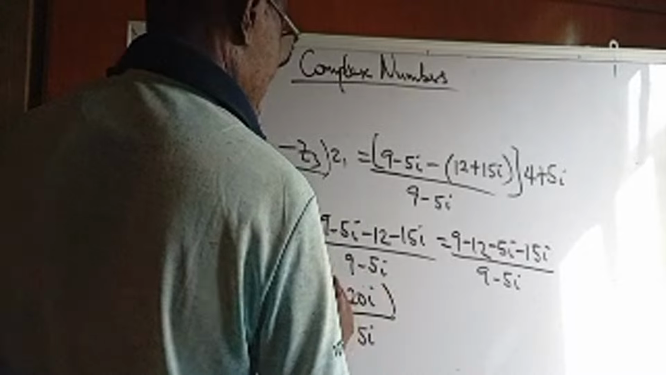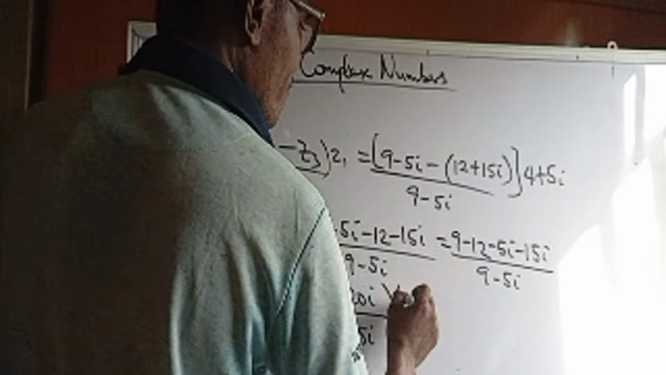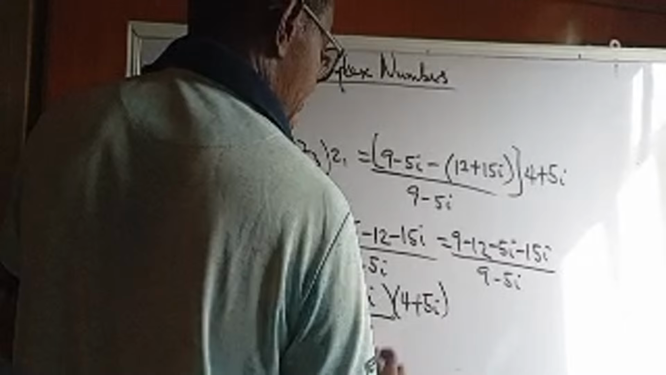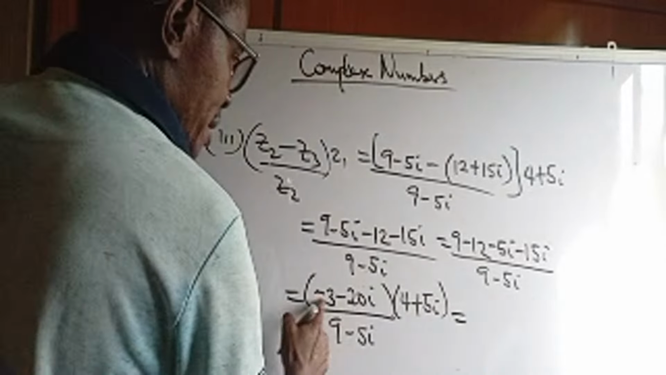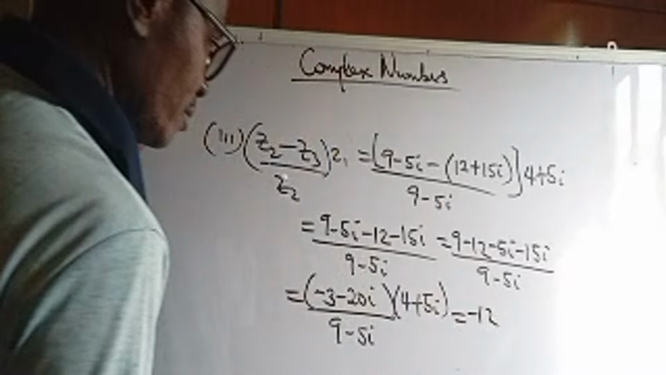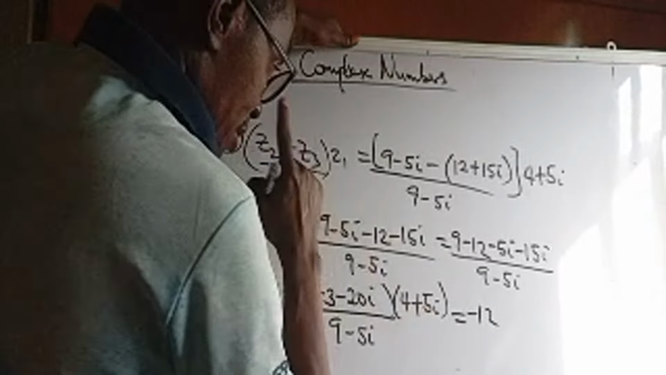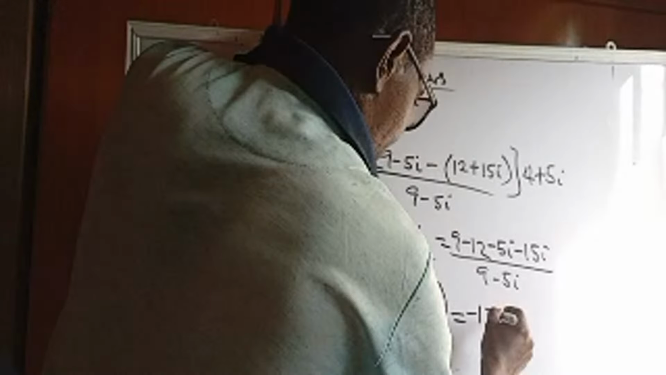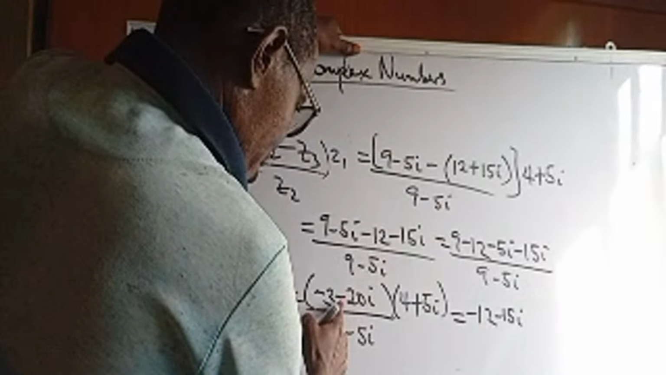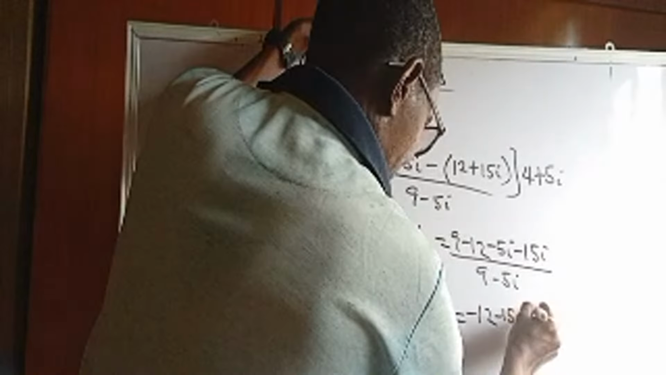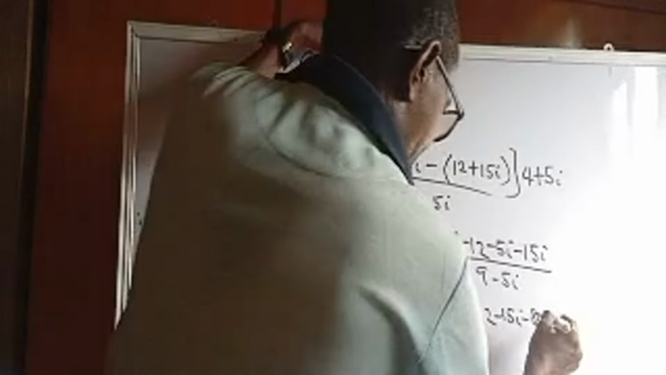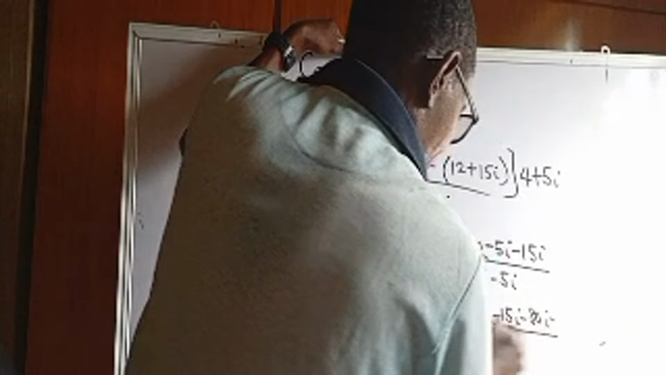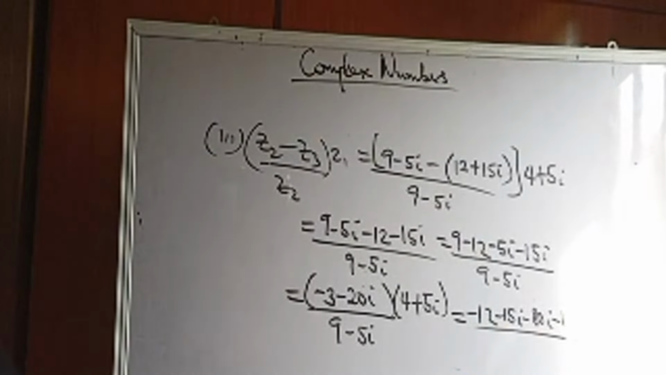Then let's expand the one up there, times 4 plus 5i. By normal expansion, minus 3 times 4 is minus 12, minus 3 times plus 5i is minus 15i, minus 20i times 4 is minus 80i, minus 20i times plus 5i is minus 100i squared. Can you see that at all? Oh no, you can't see.